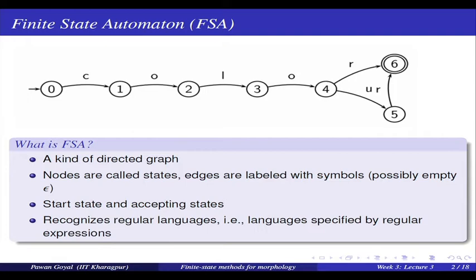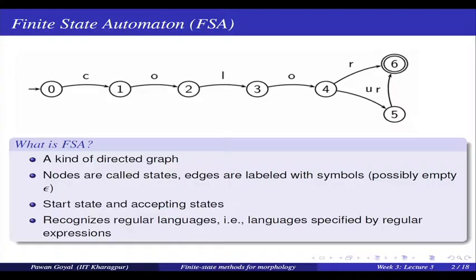So now, what does the finite state automaton do? They recognize regular languages, that is, the languages specified by regular expressions. Any regular expression you can always convert into a finite state automaton. Now, if you see the automaton on this slide, what is the language that it recognizes? What are the words that will be passed through this? And by seeing that, you can also see how the automaton actually works.